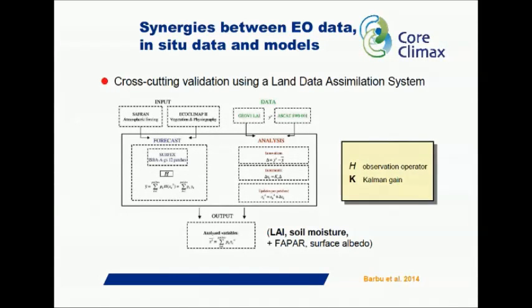And then the analysis component uses satellite observations. In this case, it is LAI, the leaf area index, and surface soil moisture at the same time. In the forecast component, there is an observation operator which you can use to go from the model state variables to the observation space. And then from this quantity, you compute innovations, and then using the Kalman gain, you compute increments. And then after all this processing, you get analyzed variables. So in this case, we assimilate LAI and surface soil moisture, and we get analyzed LAI, soil moisture, but also FAPAR and surface albedo.